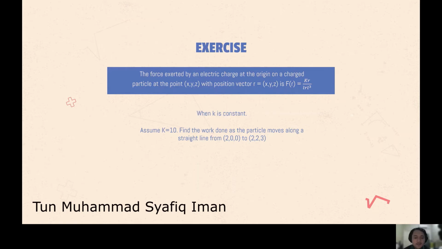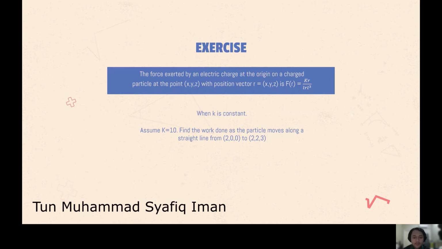The force exerted by an electric charge at the origin on a charged particle at the point (x, y, z) with a position vector r = <x, y, z> is F(r) = K r over the modulus of r cubed. The condition is that K is a constant, assume K is equal to 10. Find the work done as the particle moves along a straight line from (2, 0, 0) to (2, 2, 3).